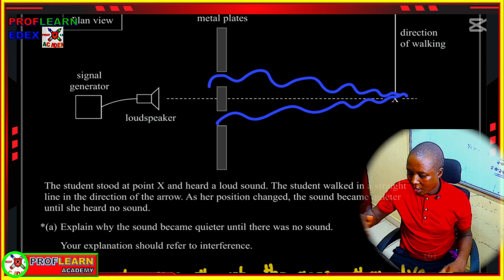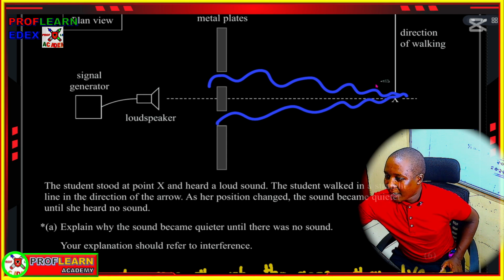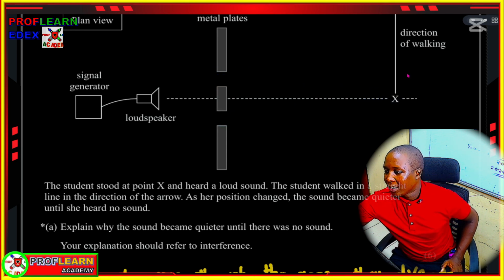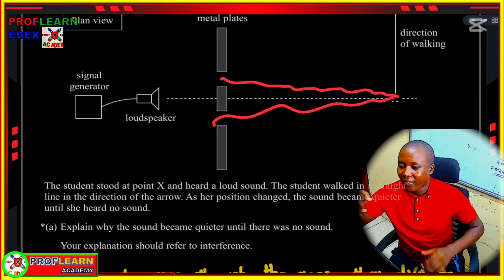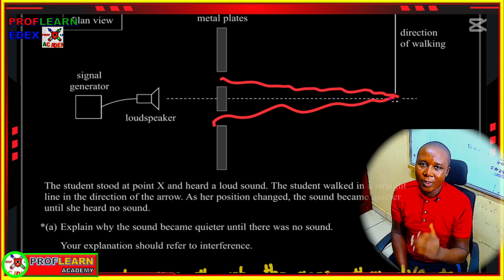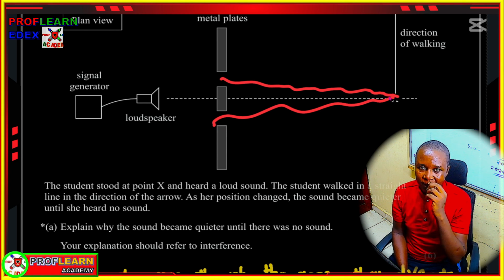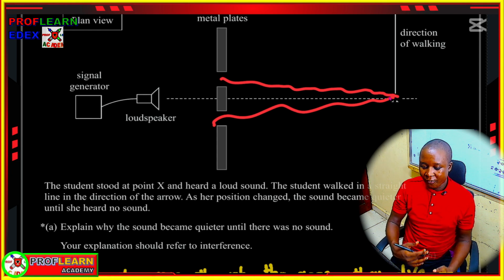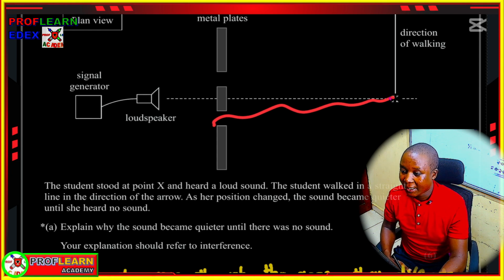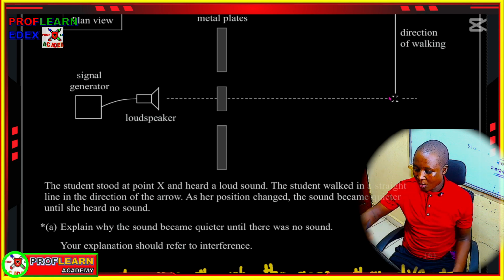So, at the central maximum here, at the central point X, the two waves are going to travel the same distance, and then they are going to have a phase difference of 0, or a path difference of 0 there. So in that way, they are going to interfere constructively, and then loud sound is produced.